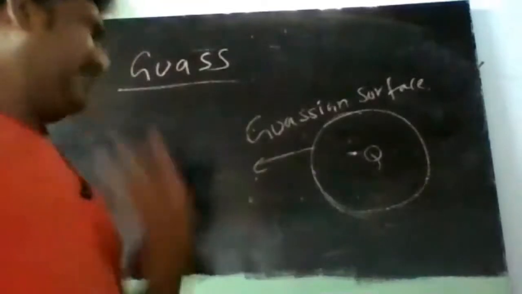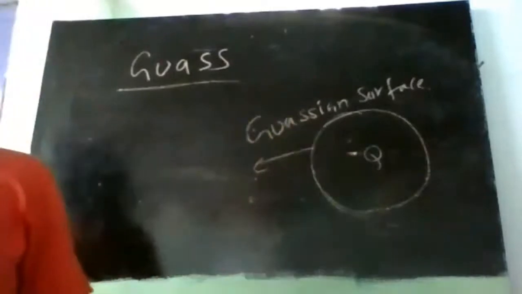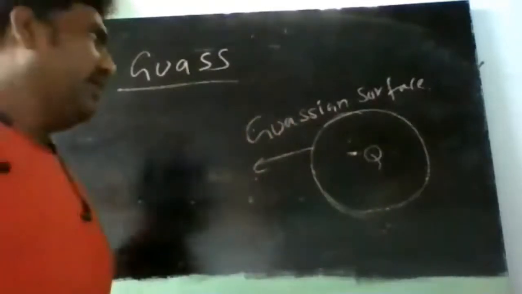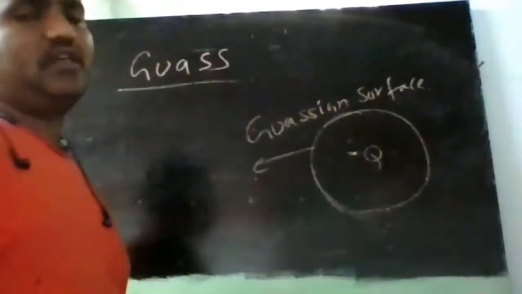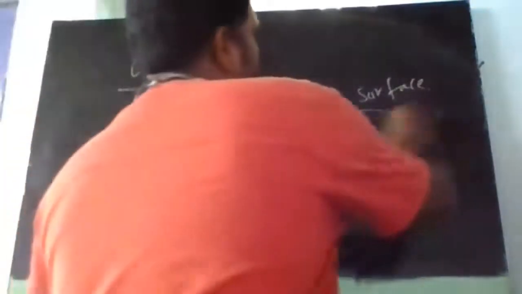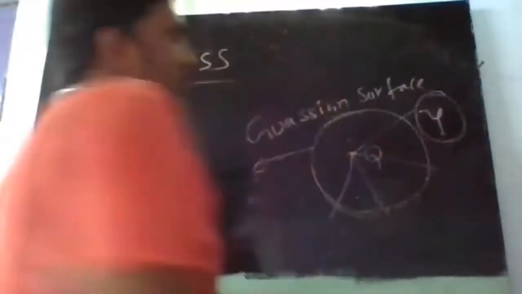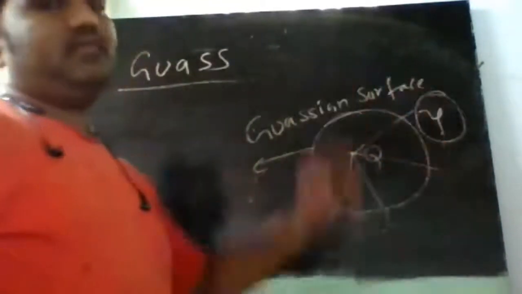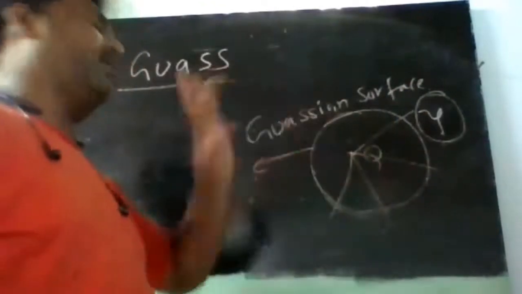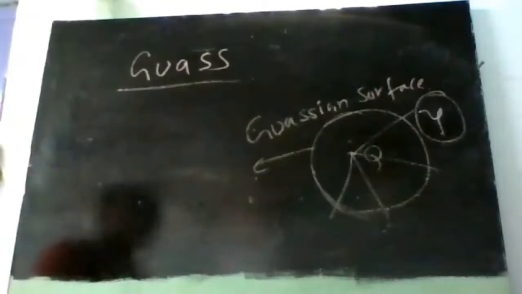Okay, so if I take a closed surface around this charge, then the flux that will be coming out will be proportional to the charge. You can take the magnitude of the charge and the magnitude of the flux as the same.